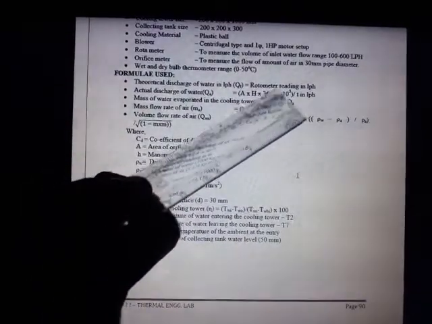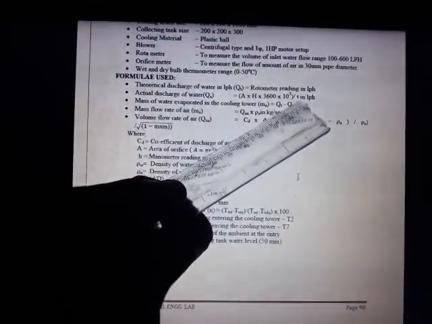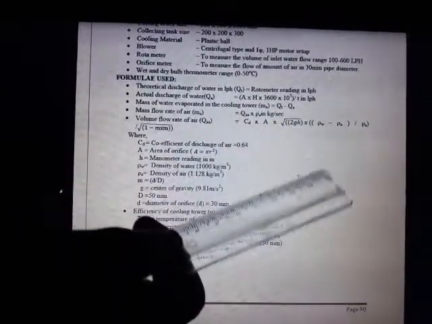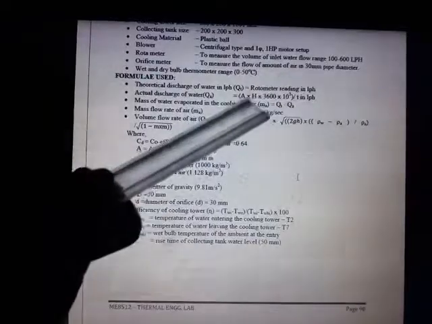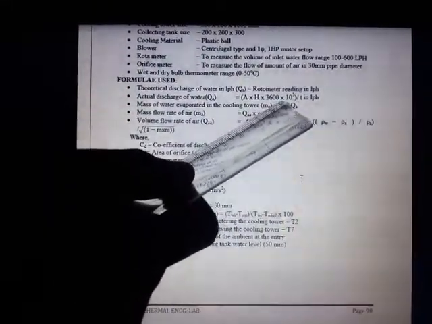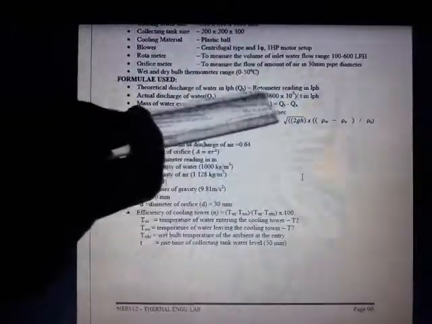The actual discharge of water formula is A into capital H into 3600 divided by 10 power 3 divided by t. Here A is the cross-sectional area of the storage tank fitted at the bottom of the cooling tower. Next, H is the reference height we have taken, for example 5 centimeters. Then 3600 multiplied by 10 power 3 divided by t. Here small t is the time it takes for the water to rise by the height H. For example, approximately 30 seconds or 35 seconds taken for the water to rise up to 5 centimeters. That is small t.